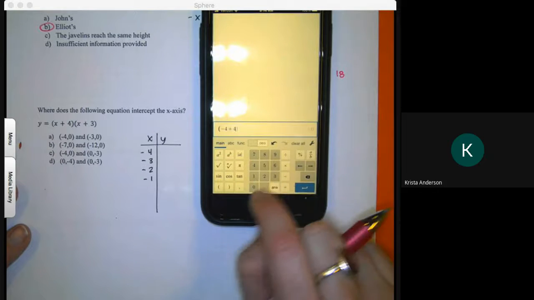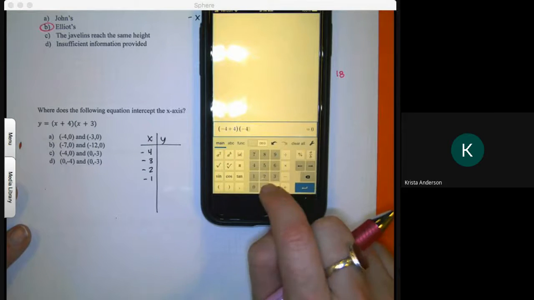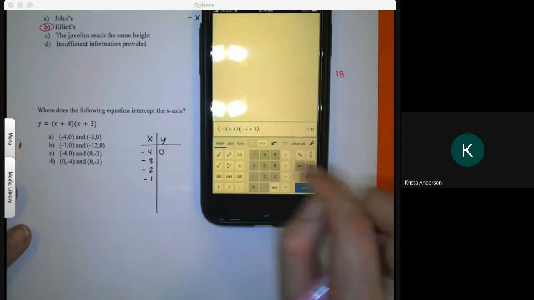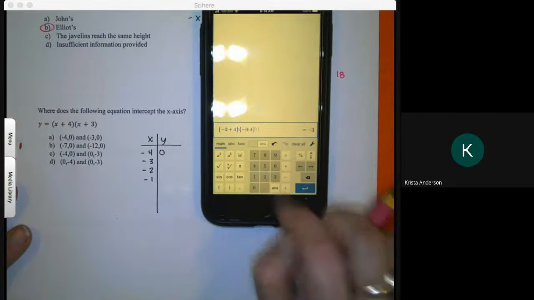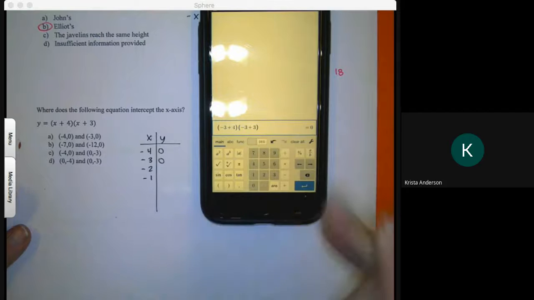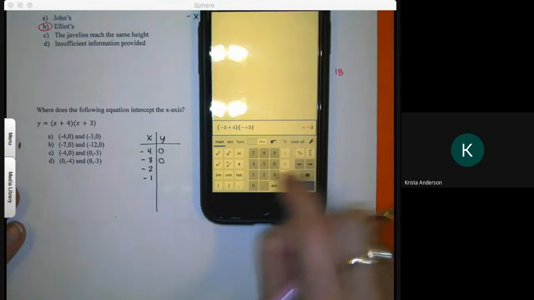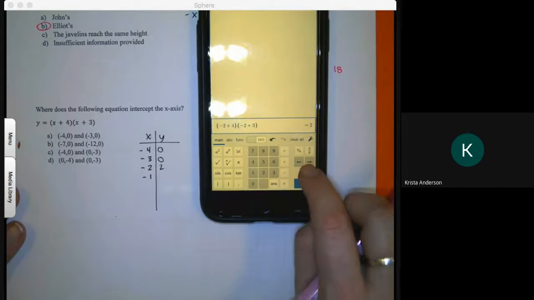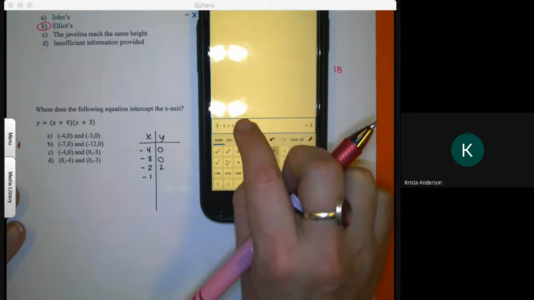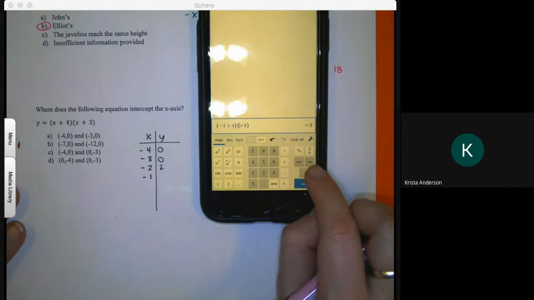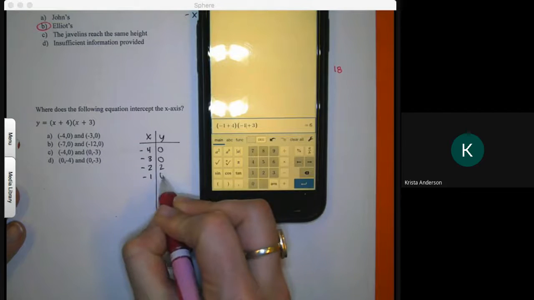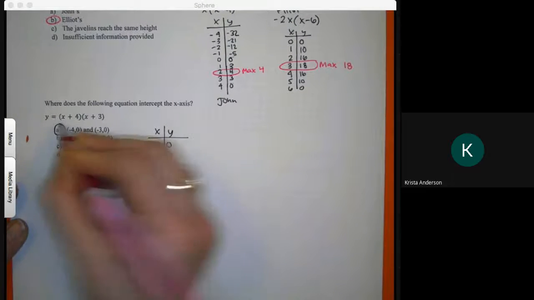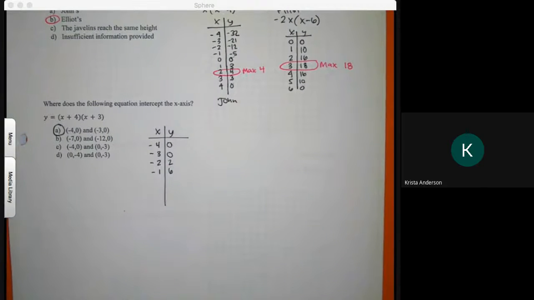-4 with a +4. -4 with a +3 is 0. Then I plug a -3 in. That's also 0. I plug a -2. I don't even have to plug these in because what are the two x-intercepts? -4, -3. Done.